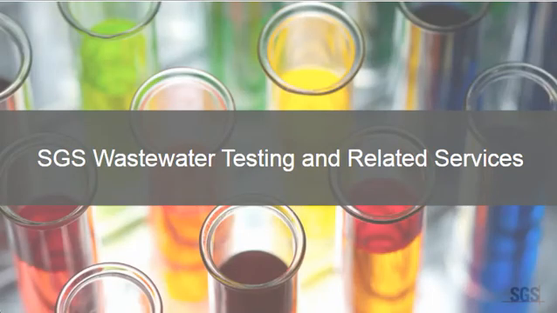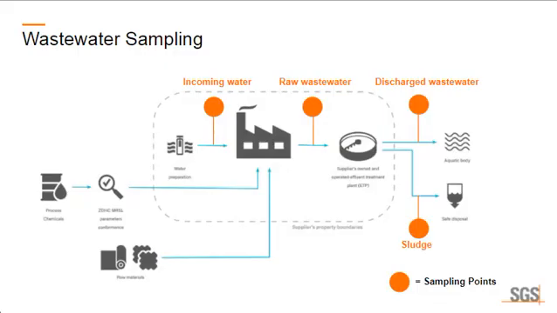Okay, so in the last section I'll introduce SGS wastewater testing and related services. This is the wastewater sampling diagram. There are 4 sampling points, 3 for water and 1 for sludge. The 3 water points are incoming water, raw wastewater, and discharged wastewater. For the raw wastewater and discharged wastewater, one is before the wastewater treatment, and another is after wastewater treatment.